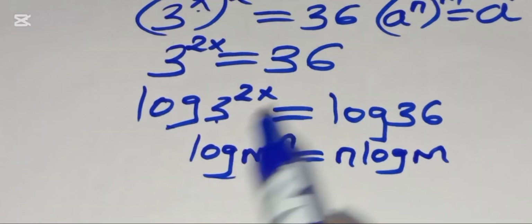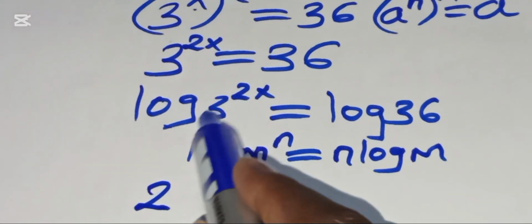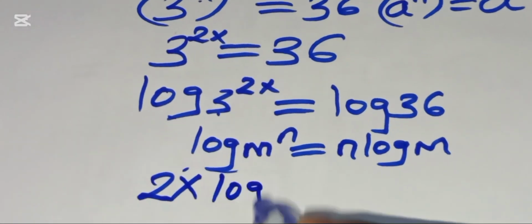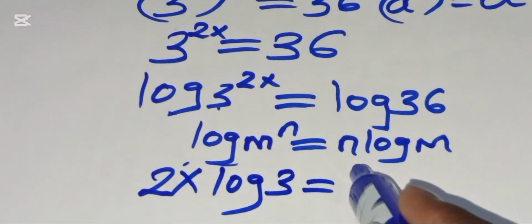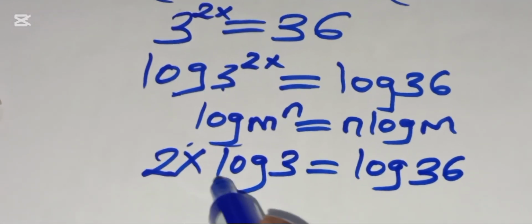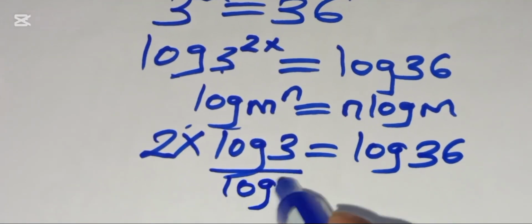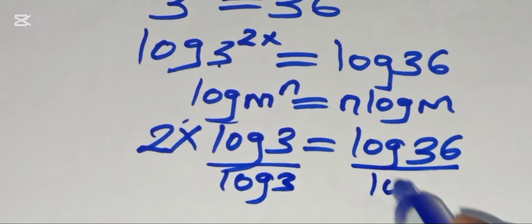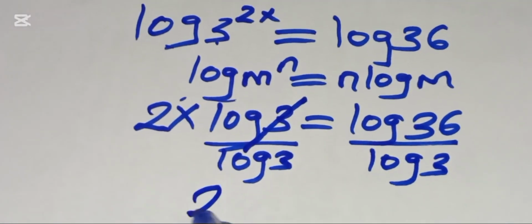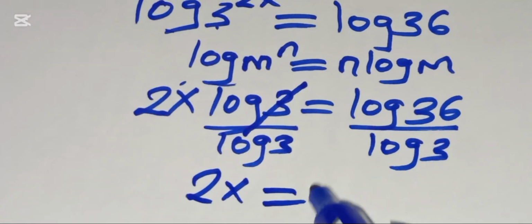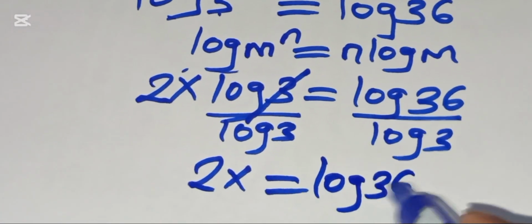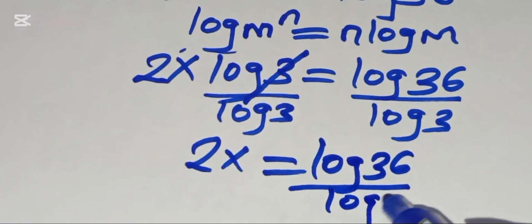Okay, let's apply this property. So log 3 raised to the power 2x becomes 2x log 3, which is equal to log 36. Okay, so we divide both sides by log 3. Let's simplify here. We have 2x is equal to log 36 divided by log 3.